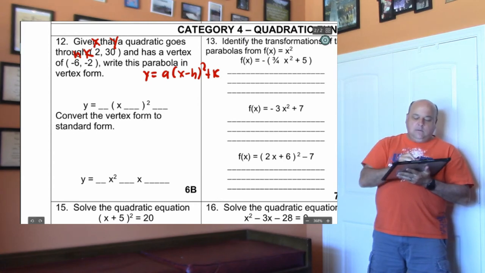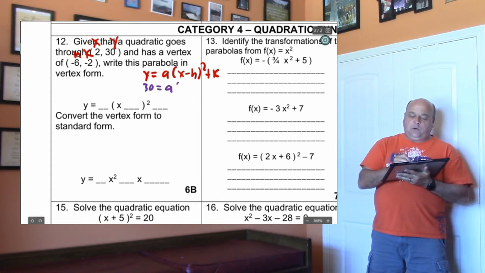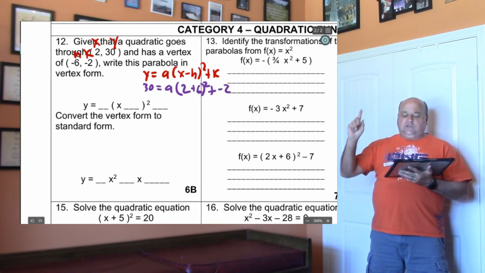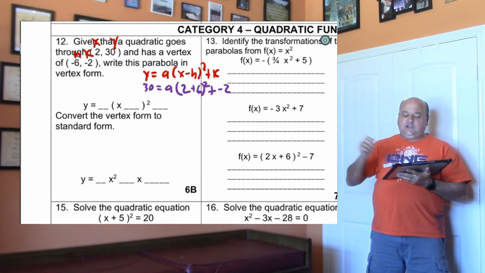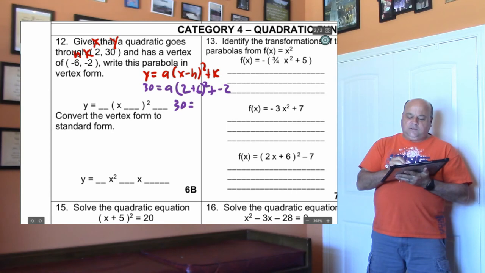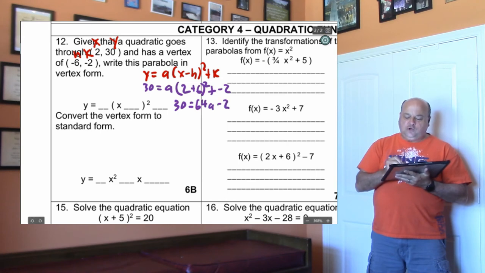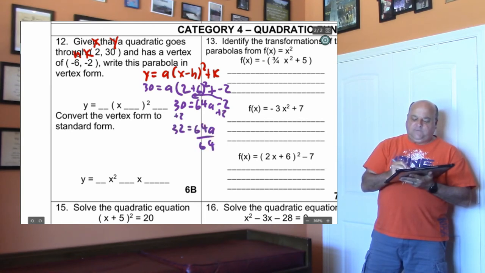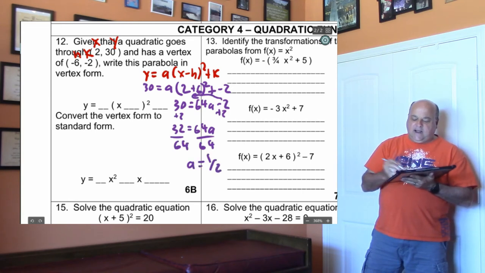So my y is 30. I do not know what a is, parentheses. The x is 2. The h is negative 6, but when I put it in, I'm going to do opposite, plus 6 squared, plus, and the k is negative 2. So 6 plus 2 is 8, and 8 squared is 64. So 30 equals 64a minus 2. Okay? I'm going to move the 2 across, so I'm going to add 2. So 32 equals 64a, divide by 64. So my a is equal to 1/2.